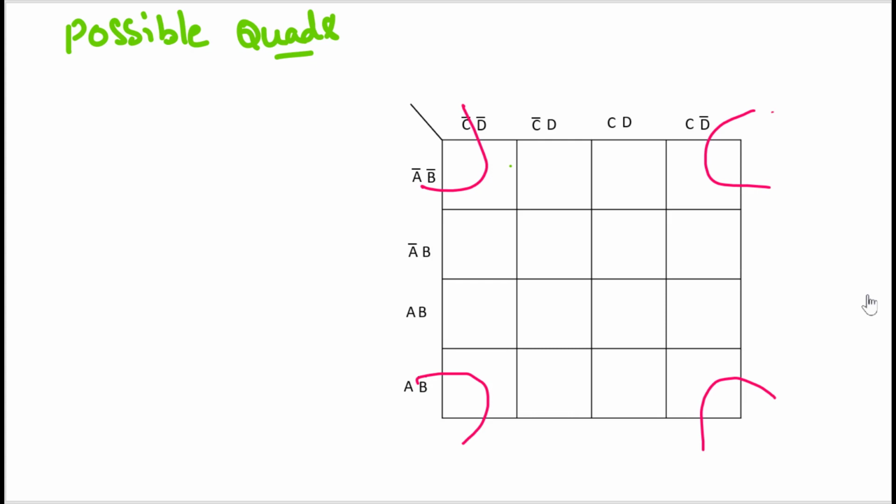Now consider the last possible quad formation. If you take all 4 corner ones, let us say this is one, this is one, this is one, this one, this is also another valid quad formation.